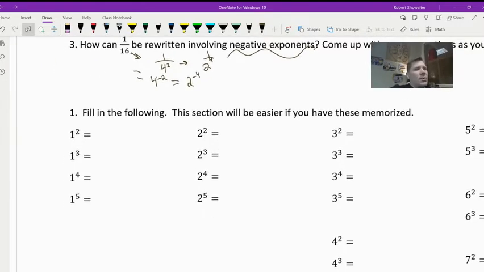1 squared is going to be 1. It's just 1 times 1. 1 to the third is 1 times 1 times 1. These are all 1. 2 squared is 2 times 2, or 4. 2 to the third is 2 times 2 times 2, which is 8. Keep going. Times 2, 16. Times 2, 32.